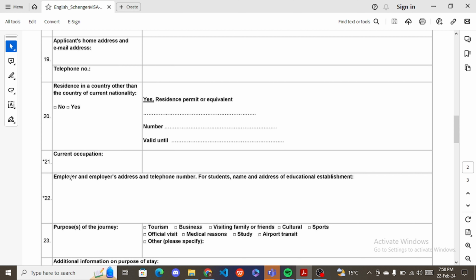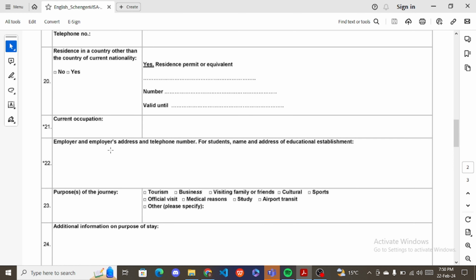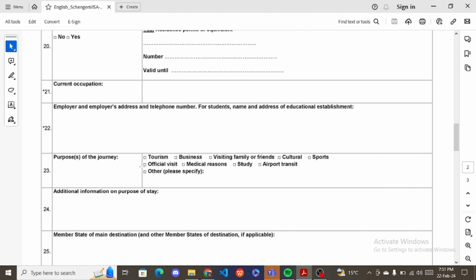That's just it. Then for 22, employer and employer's address and telephone number. For students, name and address of educational facility. Of course, if you work, you have to write your employer's address and telephone number and the name. If you're a student, just write your school information, your school address and name, and that's just it.